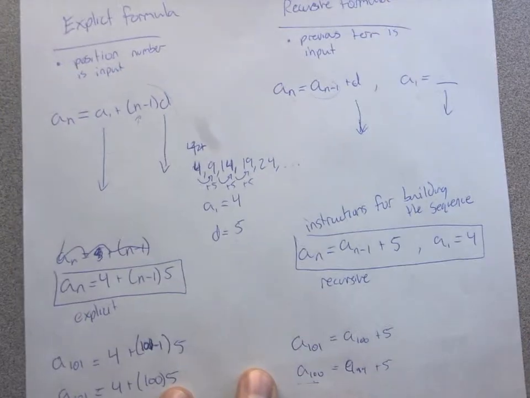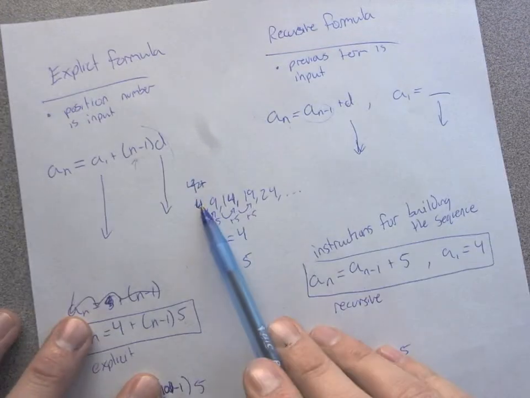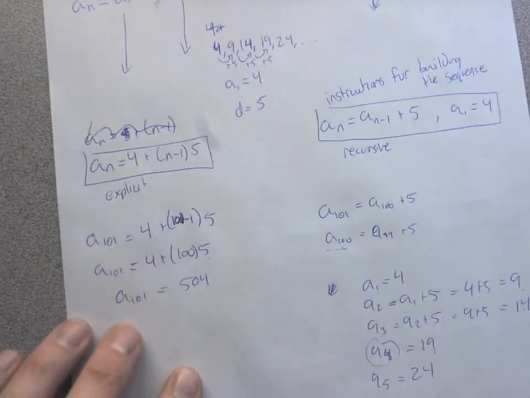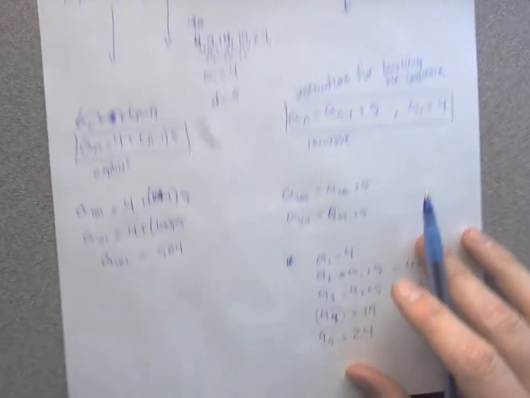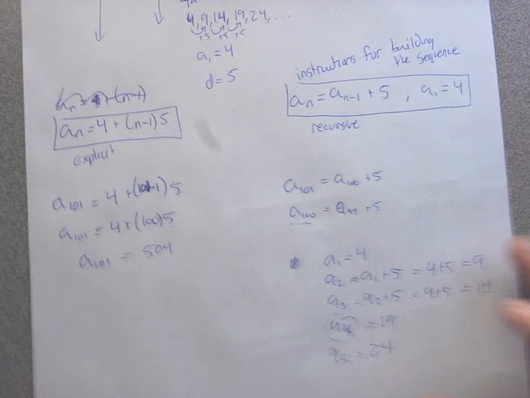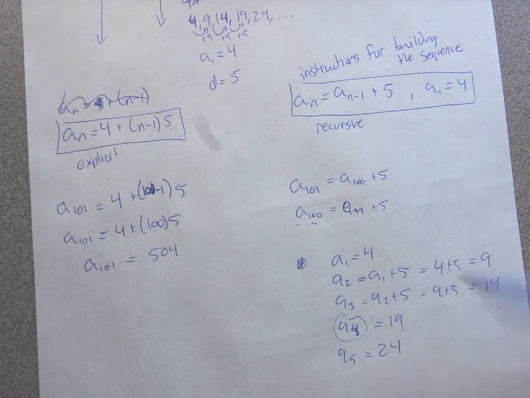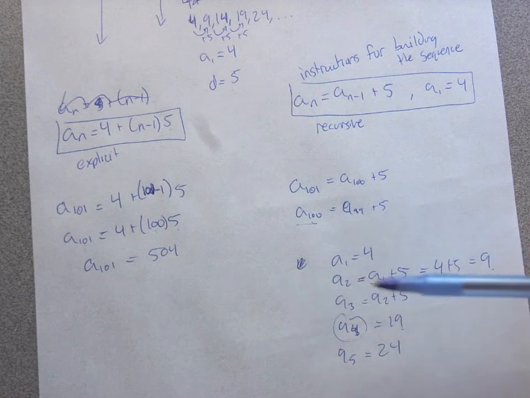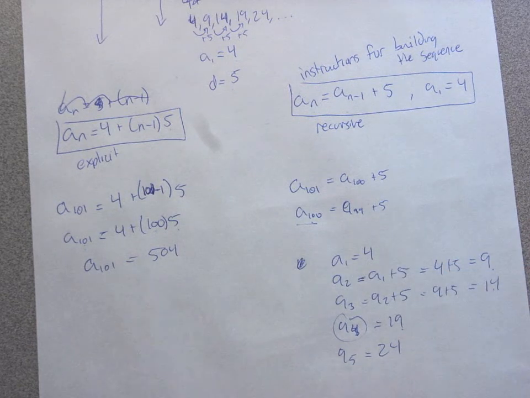So start with 4, add 5. To get the next one, add another 5, and another 5. That's what this is saying. It's like instructions for a machine or another mathematician to build up a sequence. It has some drawbacks, though, because you can't get to a100 unless you know a99, and you can't get to a99 until you know a98. Whereas with the explicit formula, you can jump right there.